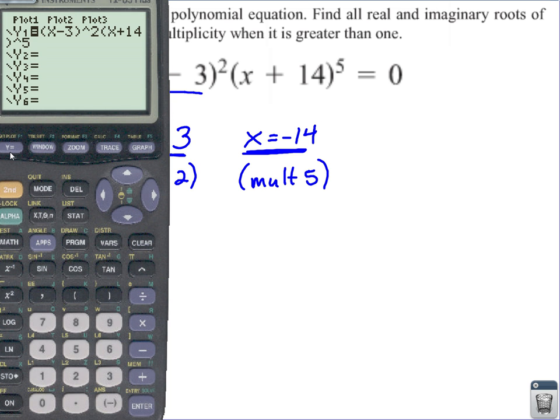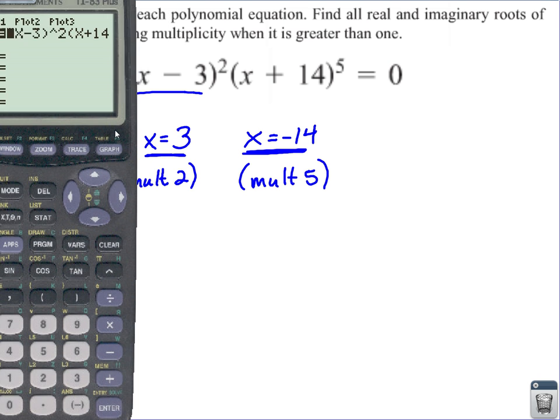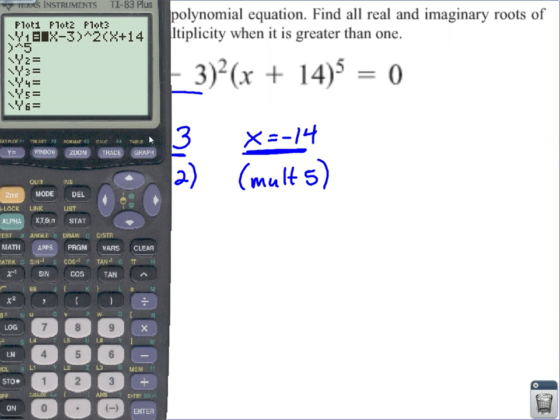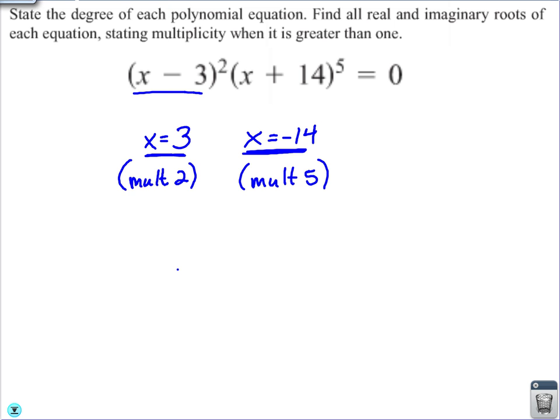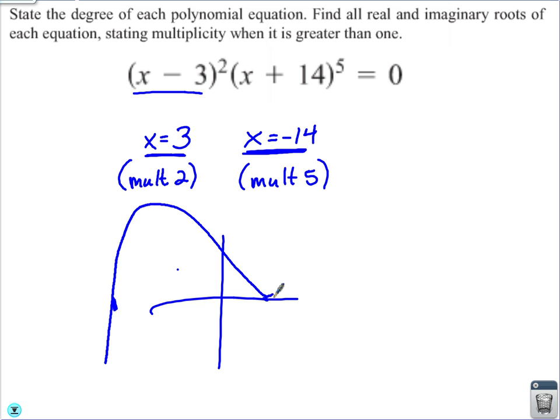Let's go back and type that in: x minus 3 to the second, x plus 14 to the fifth. So there we go, let's graph it. Here's what the graph will look like. You're going to cross at negative 14. You're going to touch at positive 3. So it's going to come up, then it's going to come down, it's going to touch. So it'll look something like that. So the graphing calculator works. Crosses at negative 14, touches at 3.